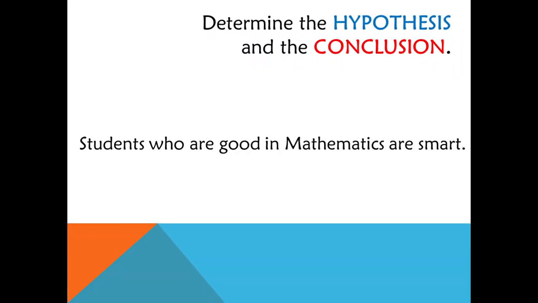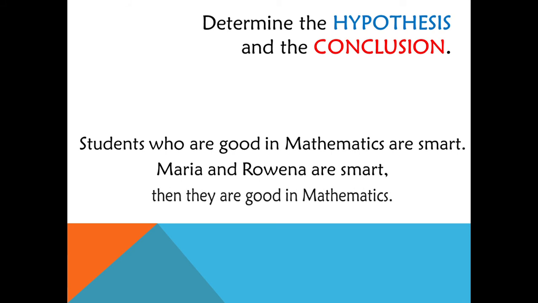Students who are good in mathematics are smart. Maria and Rowena are smart, then they are good in mathematics. So let us take a look at the first sentence muna. So students who are good in mathematics are smart. So there are two verbs na ginamit. So itong are, nagre-represent para sa students, di ba? Dinescribe si students as good in mathematics.